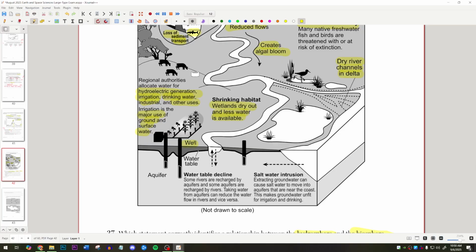There's a well. We got the water table. There's an aquifer down here. The water table declines. Some rivers are recharged by aquifers and some aquifers are recharged by rivers. Taking water from aquifers can reduce the water flow in rivers. Saltwater intrusion: extracting the groundwater can cause salt water to move into the aquifers, making it unfit for irrigation. Okay, we did it.